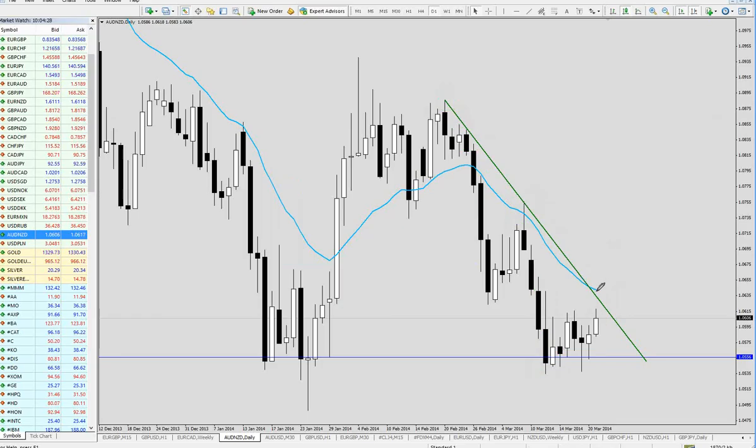We have some resistance around this trend line, and then the 20 daily moving average as well. Visible resistance was here as well. Please take a look here. So I would say that we are on a crossroads right now.